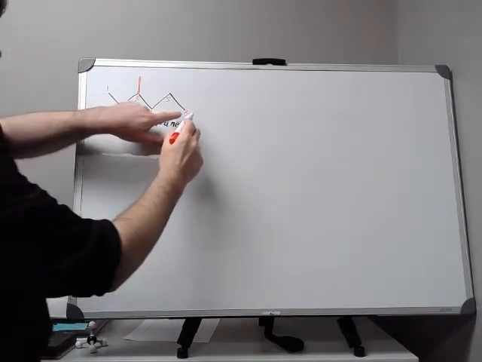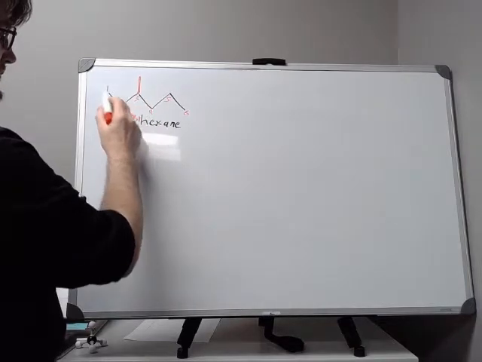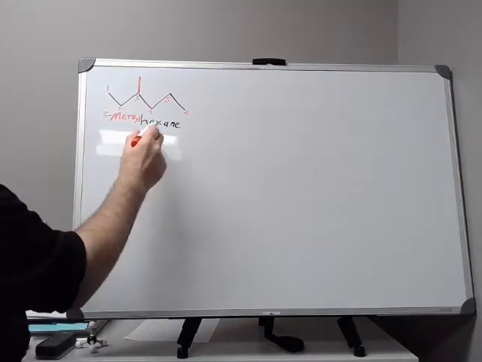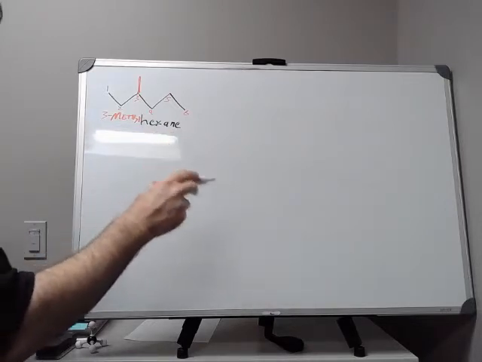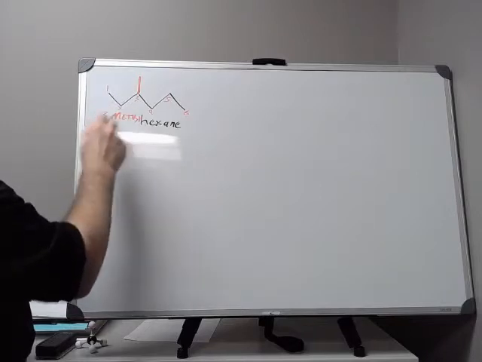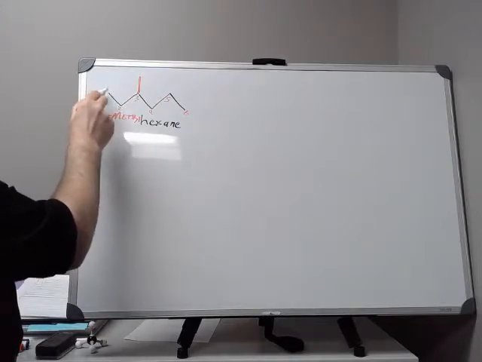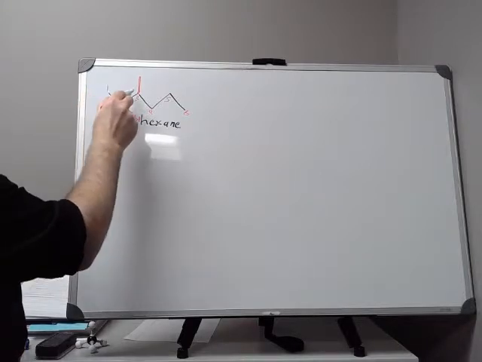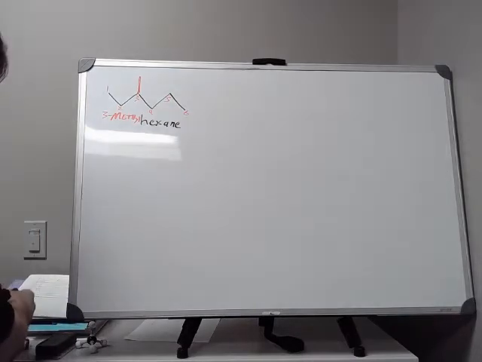If we started numbering on the other side, 1, 2, 3, 4, 5, 6, then it would be 4-methylhexane, and that name wouldn't work because we wouldn't have the lowest possible number. We want that lowest possible number for our groups, and so we choose to number from the left so that we get 3-methylhexane instead of 4-methylhexane.